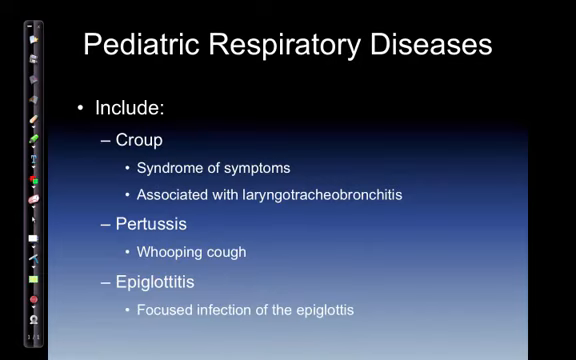Pediatric respiratory diseases include croup, a syndrome of symptoms associated with laryngotracheobronchitis. In croup, we tend to get a seal-like cough from patients. It's a responsiveness of their upper airway. Closing of the airway provides PEEP, so whenever their bronchial tubes are inflamed, their upper airway closes a little bit, and that gives them a seal-like cough.